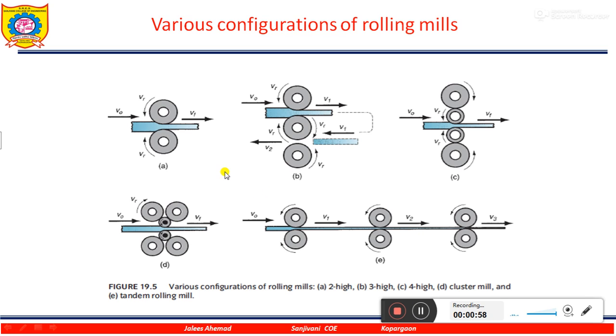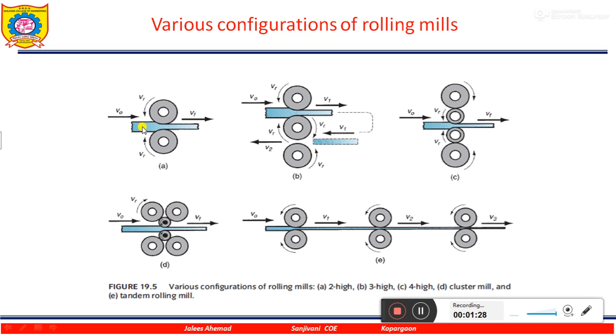You can see here, this is a 2 high rolling mill. This is a 3 high rolling mill, a 4 high rolling mill, a cluster mill and a tandem rolling mill. These are the various types of rolling mills depending on the number of rolls and their applications. This is a 2 high rolling mill, which can be reversible or non-reversible.